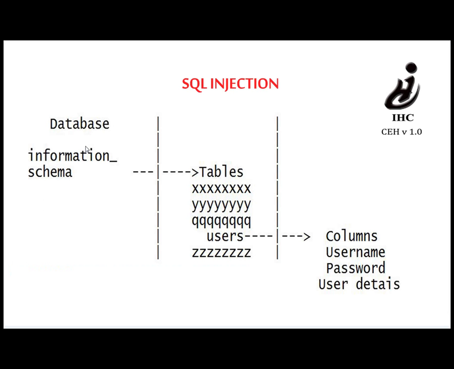Overall view of SQL injection. First we are retrieving tables from information_schema. Next we are selecting probable tables from information_schema, for example, users, which contain authentication details. From the table users, we are retrieving columns which contain user details like username, password, etc. By using concat, we are finding out usernames and passwords.